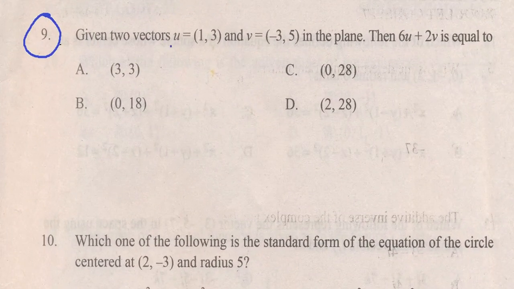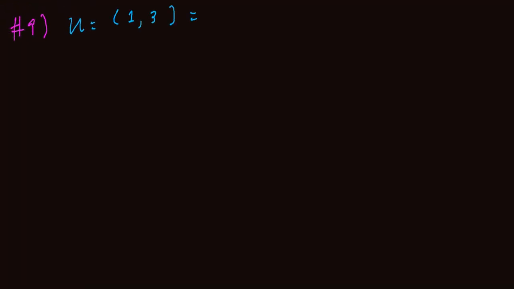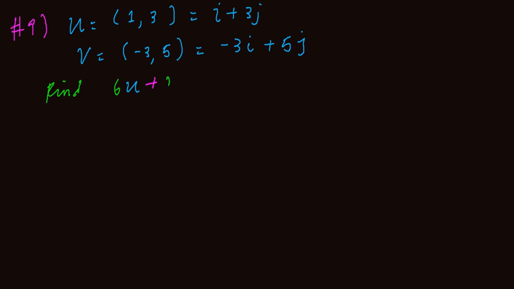Question number 9. Given two vectors u = (1,3) and v = (-3,5) in the same plane, find 6u plus 2v. This means you have to find the linear combination of the two vectors. Vector u is (1,3), so in ij form you write it as 1 times i plus 3 times j. And vector v is given by (-3,5), and this will be minus 3 in the i direction and positive 5 in the j direction. What is required is to find the vector 6 times u plus 2 times v.